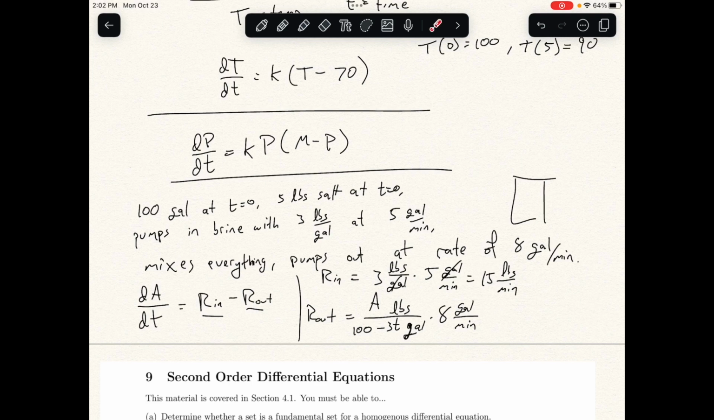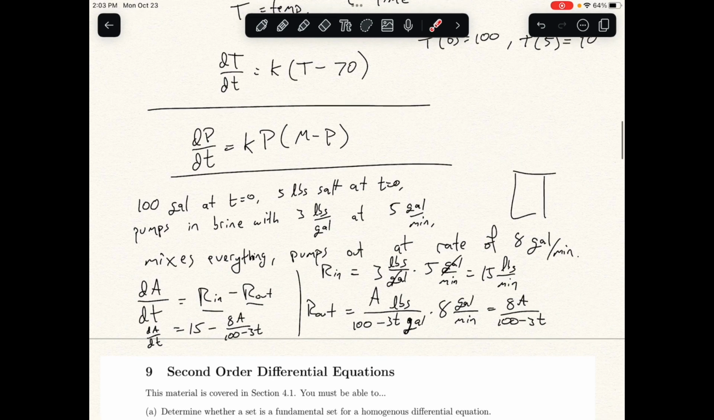And so this would be the rate at which salt is being pumped out of the tank. So this is 8A over 100 minus 3t, something like that. And so dA/dt would just be 15 minus 8A over 100 minus 3t. So that's your differential equation, right? This turns out to be linear, and so you can solve this using an integrating factor method. That's chapter 2 stuff, so I'll just move forward from there.